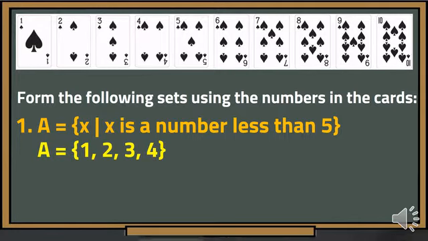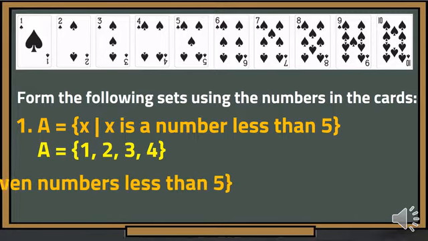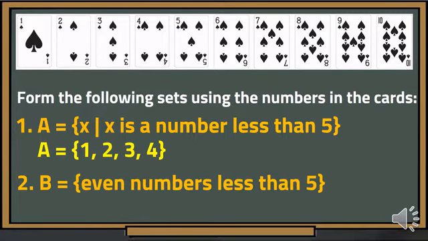So take note of the word less than. You will be considering the numbers that are less than 5. Next, number 2. Set B is the set of even numbers less than 5. Take note of the word even. Very good. So those are 2 and 4.